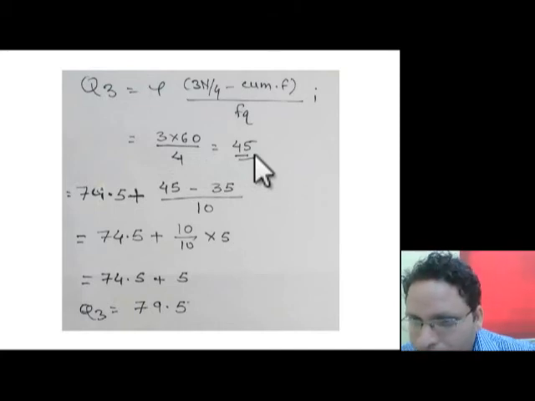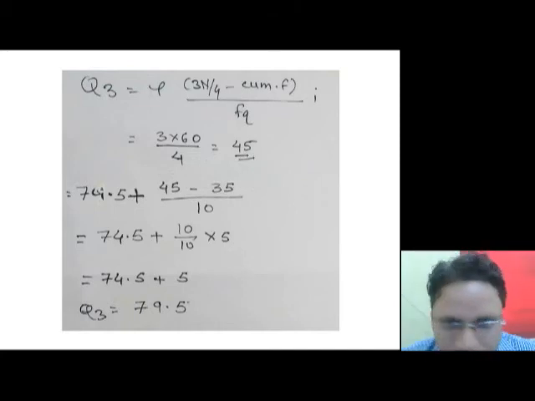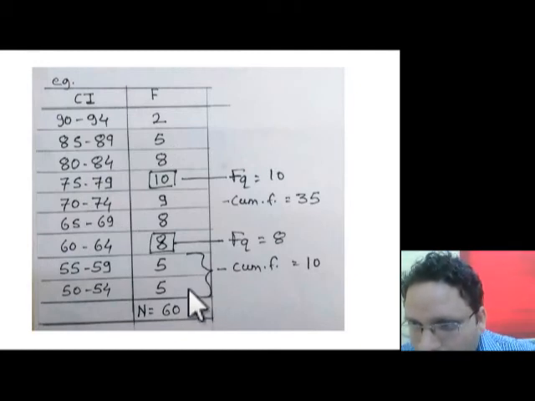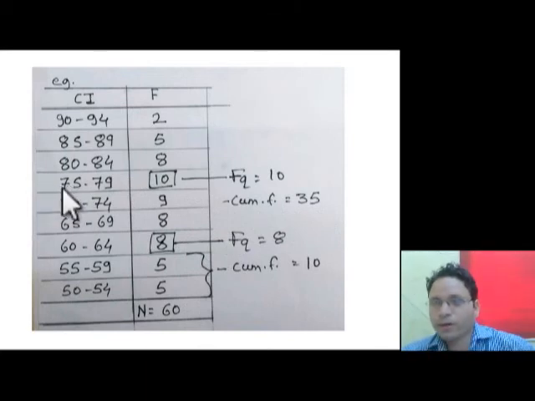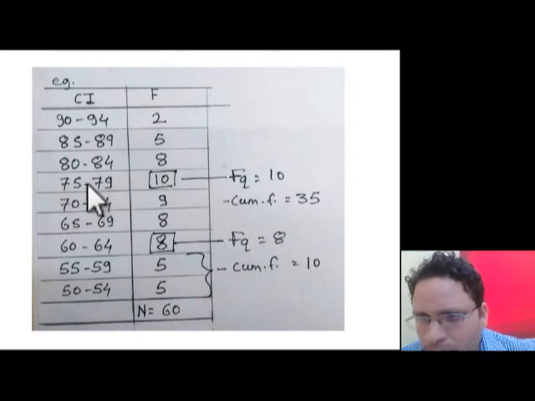All right, 45, then we have to move to the table again. From the bottom we have to add the values till the number 45 is completed. So you add 5, 5, 10, 8, 8, 16, and at this point the 45 value gets completed. So our fq is 10, and below fq if you add all these numbers, it comes to 35. So cumulative frequency is 35, and then here 75 is there, so 74.5 will be the L, the lower limit of the class interval, and the distance of course is 5.